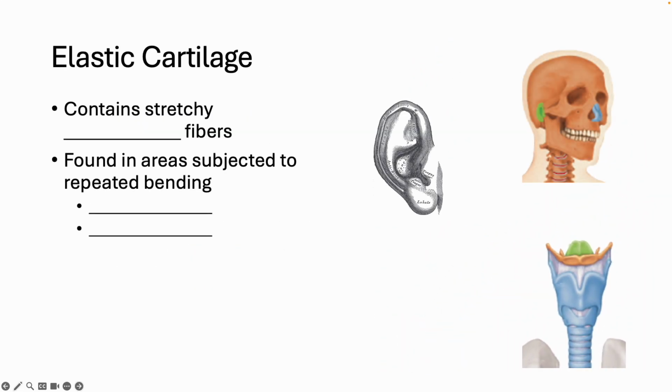So first we have the elastic cartilage. The elastic cartilage is elastic because it contains elastic fibers. You will find this in areas that are subjected to repeated bending. So things like the external ear and the epiglottis. The picture over here denotes it in green, and you can see the epiglottis over here is also green. So that's where you find this cartilage.